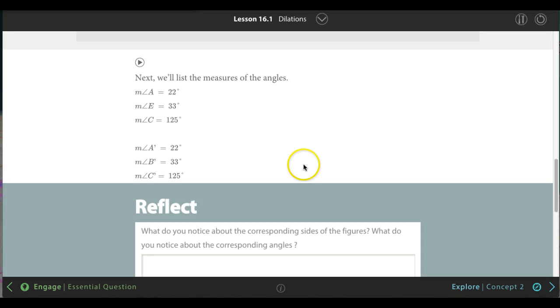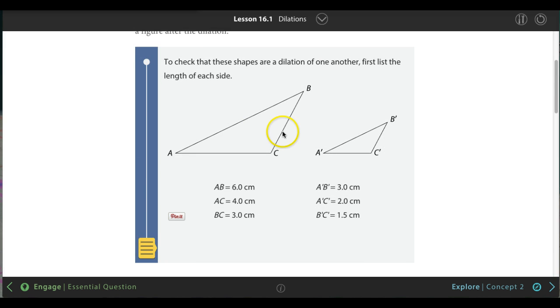Just remember that those three angles measure the same. When we talk about dilation, the important thing to remember is that the shape is the same, but it either gets smaller, in this case, or bigger. The angle measures all stay the same, it's just the lengths that are different. And note that the ratio is always the same: 2 over 1, 2 over 1, 2 over 1.